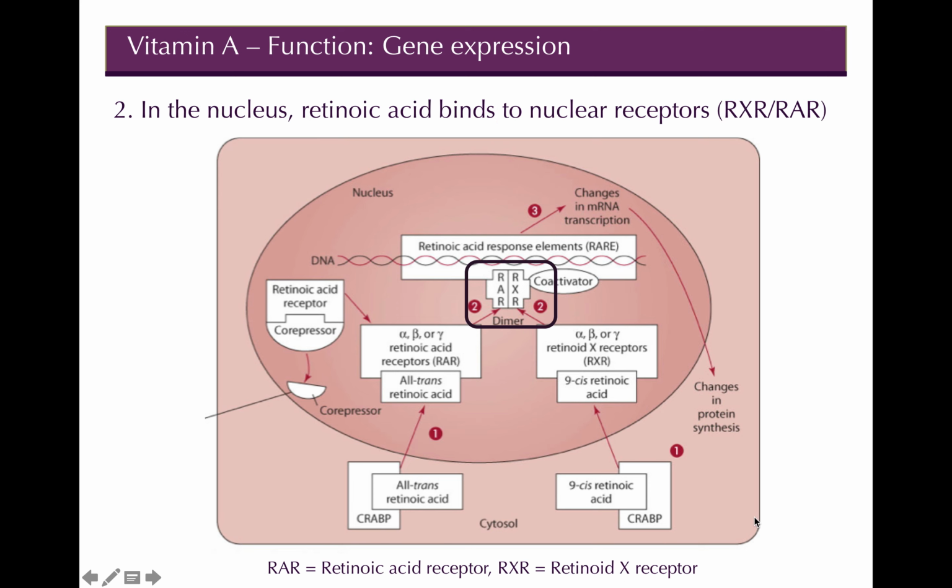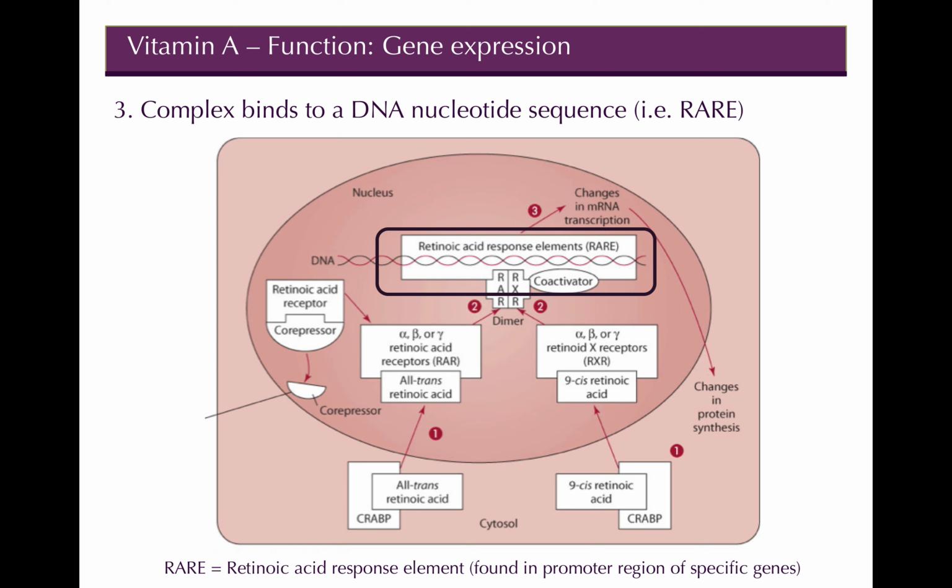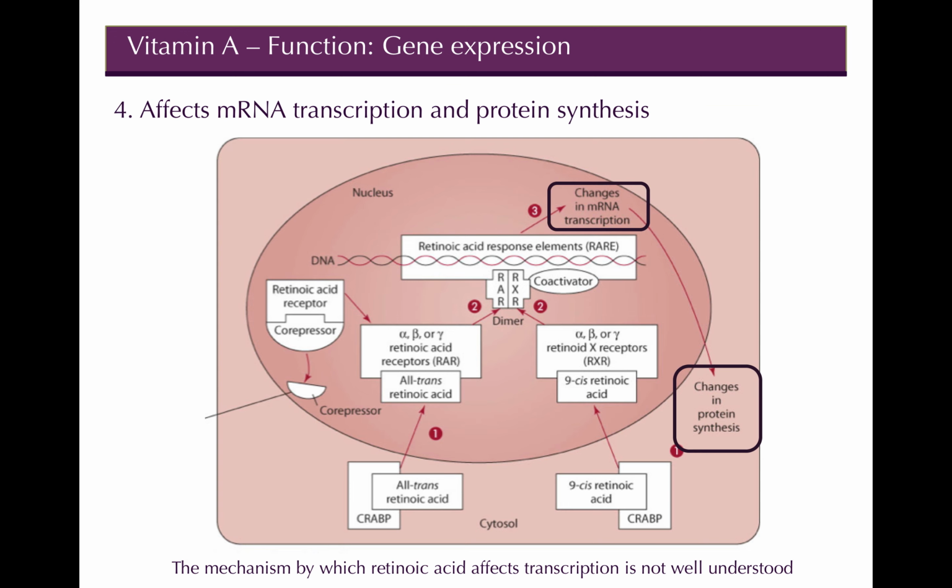Then the retinoic acid binds to nuclear receptors, so that's these guys, RAR and RXR. Retinoic acid receptors, basically, that's what it stands for. Then the complex binds to a DNA nucleotide sequence, also called RARE, which stands for retinoic acid response element, and that's found in the promoter region of genes. And then basically, that just affects mRNA transcription and protein synthesis. So the precise mechanism is still not understood, but that in general is basically how vitamin A can affect gene expression.